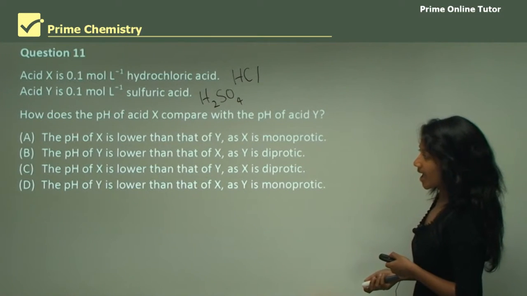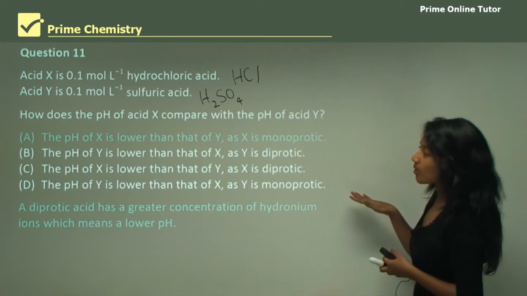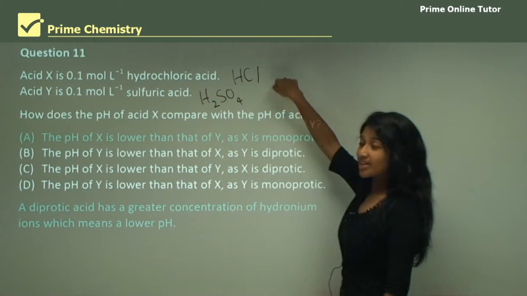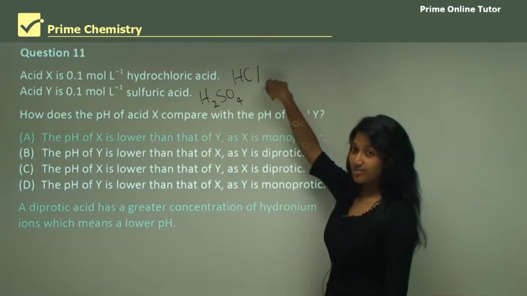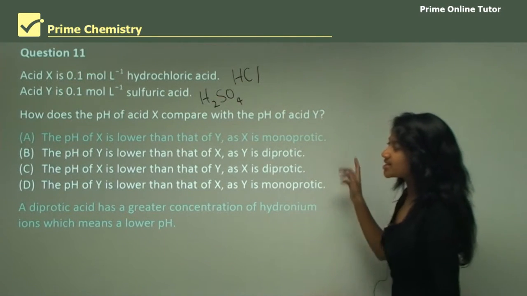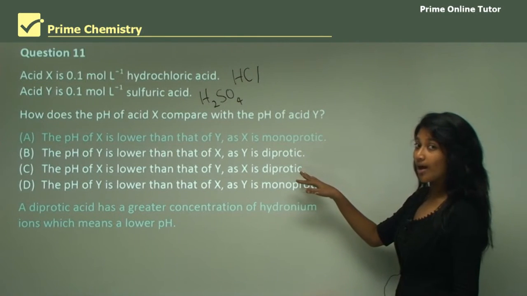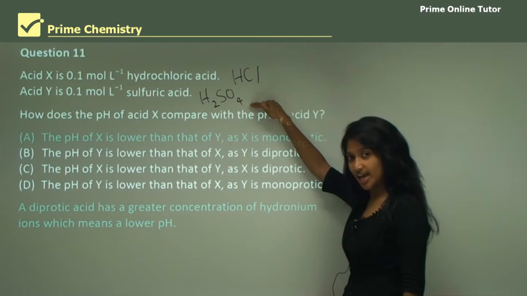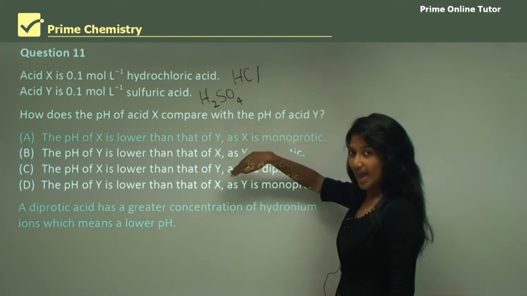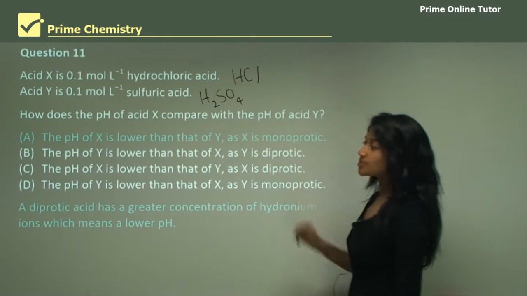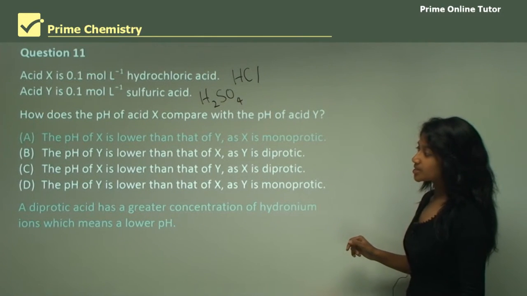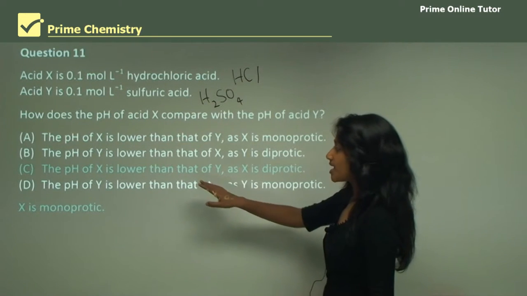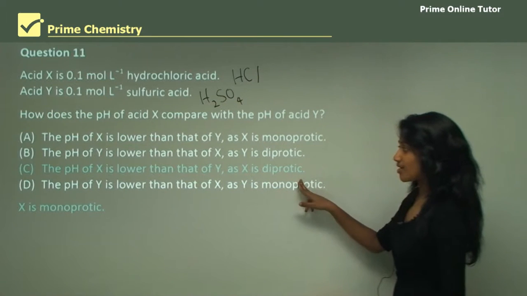We'll start off with option A. The pH of X is lower than the pH of Y, as X is monoprotic. We do know that X is monoprotic because HCl is a monoprotic acid. However, is the pH of X lower than the pH of Y? No, because there is going to be a higher concentration of hydrogen ions in sulfuric acid, so it's going to have a lower pH, meaning it's more acidic. So option A is not the correct answer. Let's move to option C now. Option C states the pH of X is lower than Y, as X is diprotic.